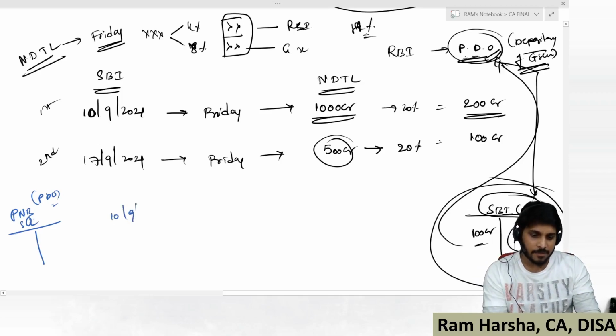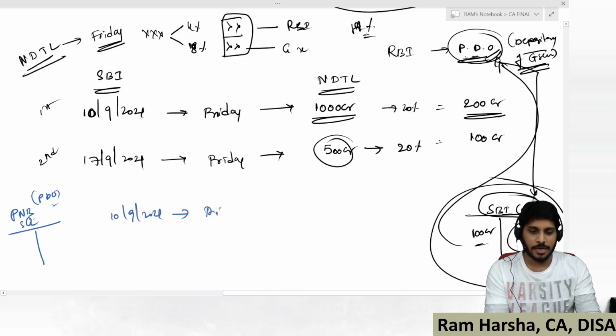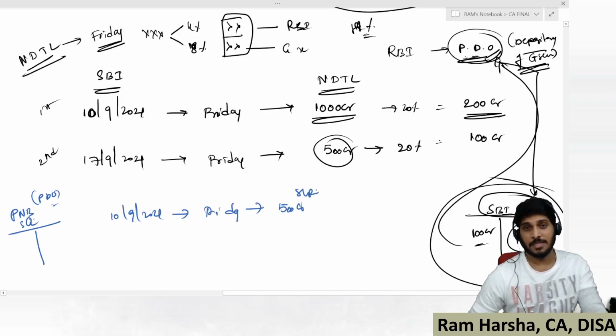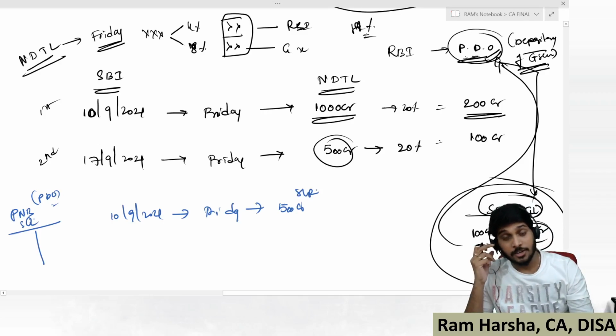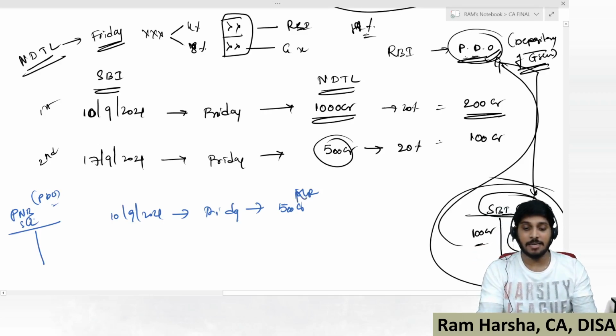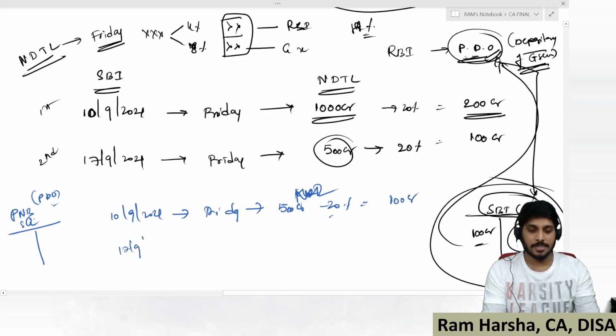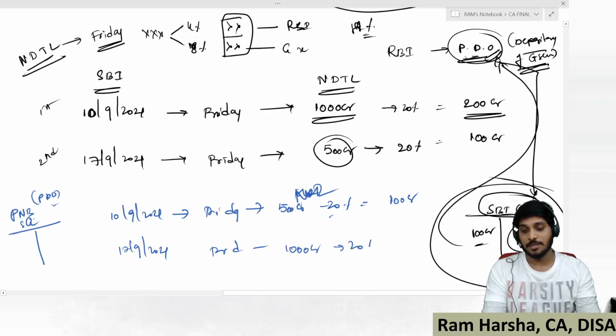On the same 10th September 2021, which is a Friday, Punjab National Bank has 500 crore net demand time liability. Now how much does Punjab National Bank have to maintain? 20%, 100 crore. Okay. Now on 17th September 2021, a Friday, Punjab National Bank's net demand liabilities balance has reached 1000 crore. So many people have deposited. Now as per that date they have to maintain 200 crore.